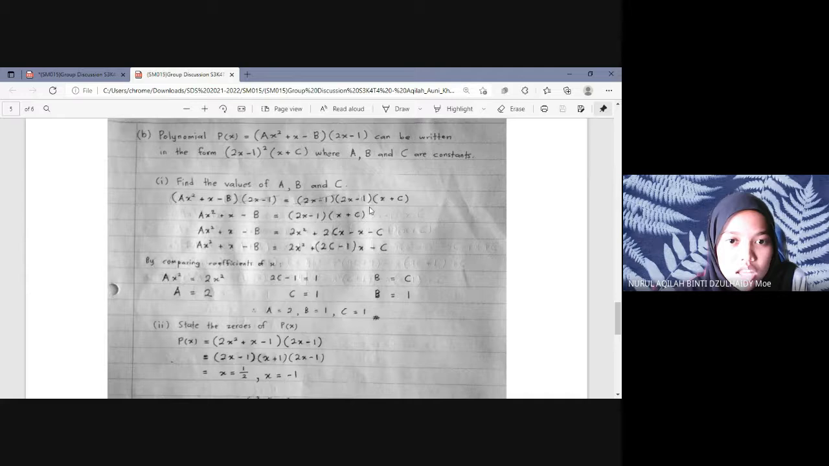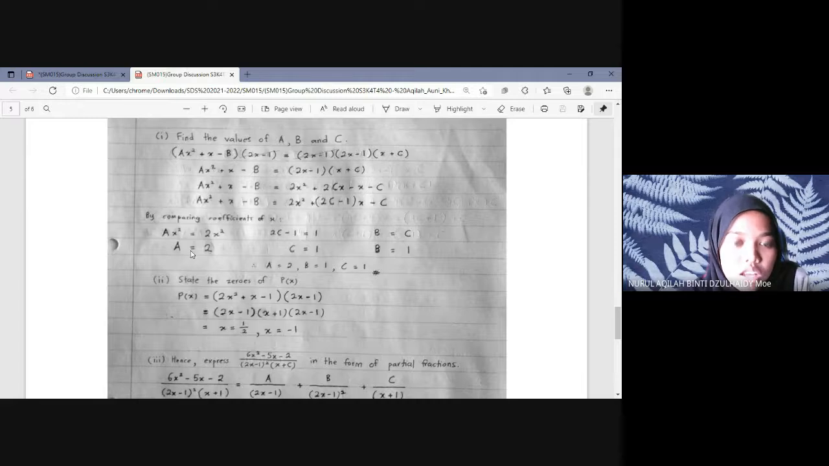So I divide 2x minus 1 from the right hand side and left hand side. So what's left is ax squared plus x minus b and 2x minus 1 times x plus c. I expanded this equation, and then I got ax squared plus x minus b and 2x squared plus 2c minus 1 times x minus c.